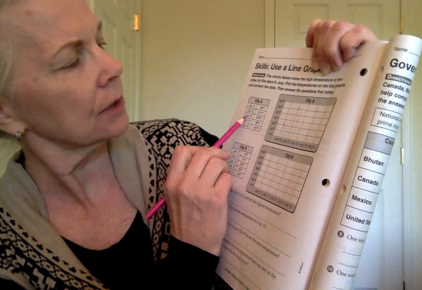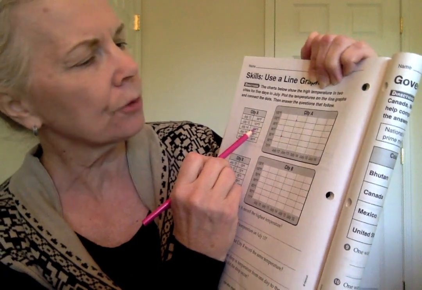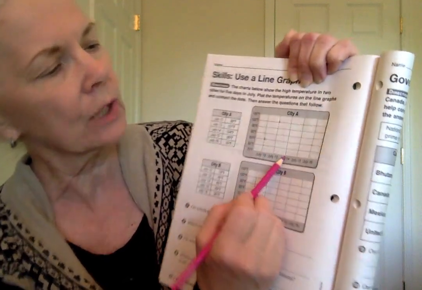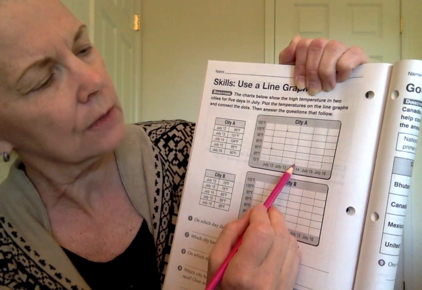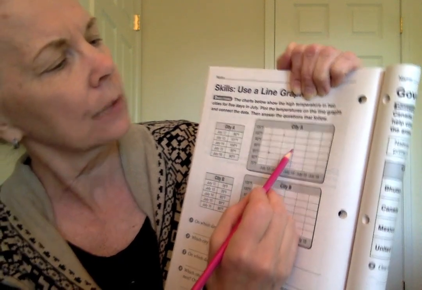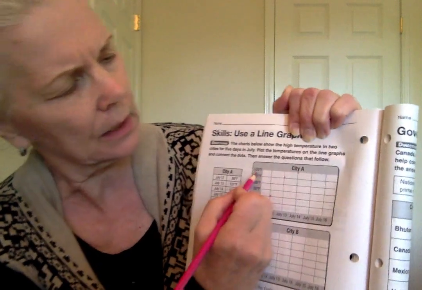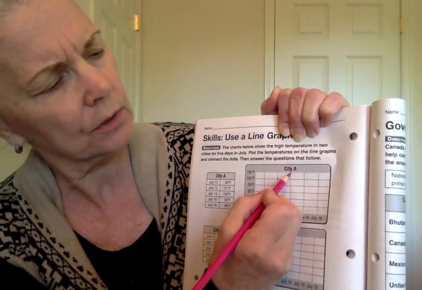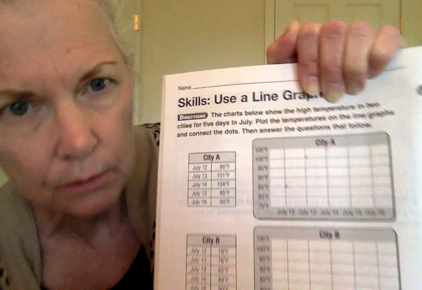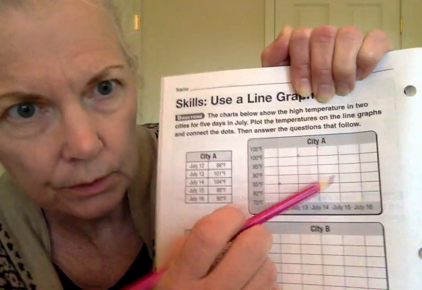Next, I'm going to look at July 14th. It's 104. This must be somewhere like Arizona. 104 degrees on July 14th. Here's the 14th. Follow the line up. And we're just a little tiny bit below 105 degrees. Do you see that? 105, so 104 is right below that. You can see my dot there.